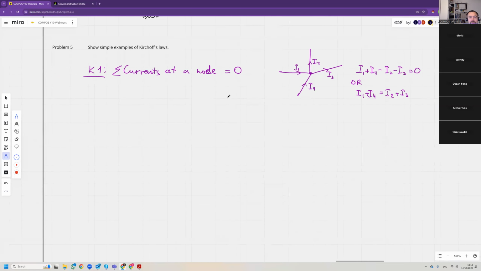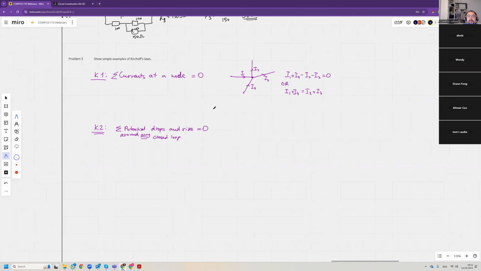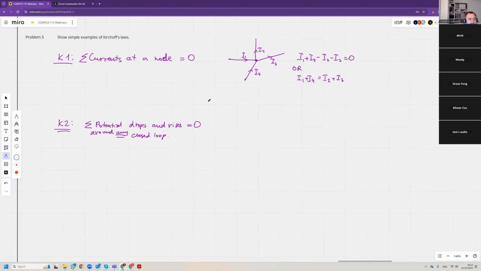The second law is much trickier, but hopefully you'll manage. The sum of potential drops and rises is 0 around any closed loop. Well, what does that even mean? The sum of potential drops and rises around any closed loop is 0.